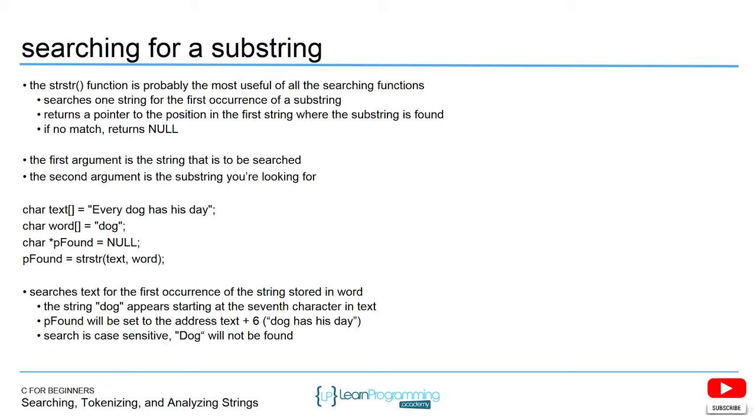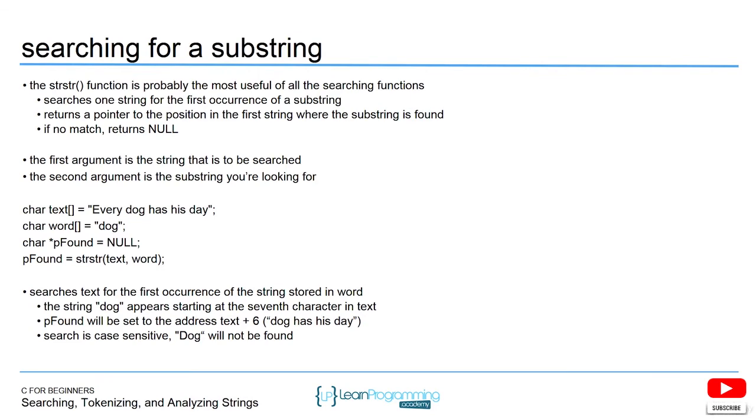So the pointer is going to point to the address of text plus 6, "dog", and it's going to start there, and then it's going to go to the null terminator. So pFound is going to be "dog has his day". And also be careful because the search is case sensitive. If you actually provided a capital DOG, you're not going to find anything. It's only going to look for the correct case. But this is used to find substrings in strings. Very useful because a lot of times in a program you're going to say, is this string inside this string? It's almost similar to grep, if you've ever used grep on Linux.